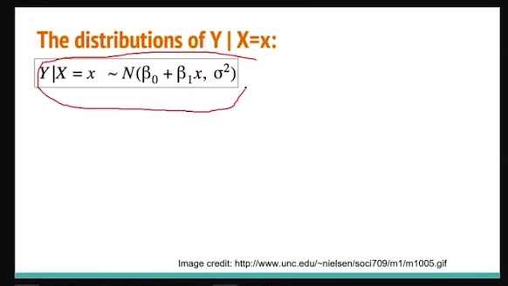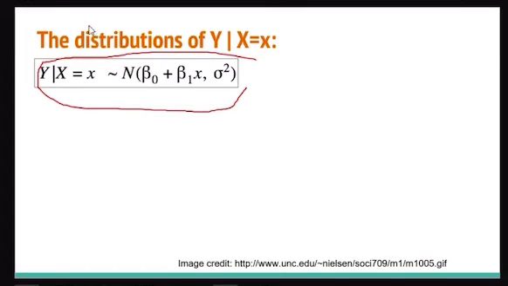Okay, y given x equal to that follows a normal distribution. What is the mean? The mean is beta naught plus beta 1 x. What is the variance? The variance is sigma squared. That sigma squared is the variance.